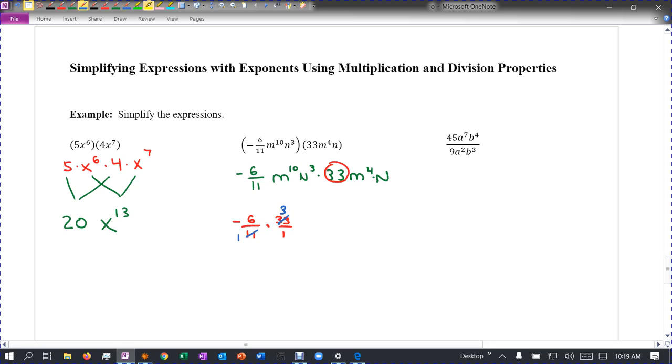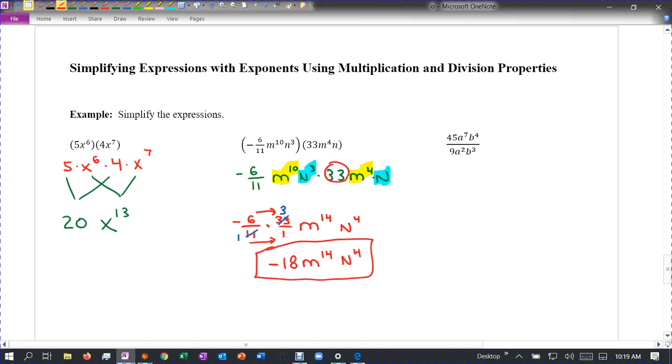Now let's take care of our m's. We have m to the 10th and m to the 4th. We're multiplying those, so we add the exponents. So m to the 14th. Then we have n to the 3rd and n to the 1st power. So when we add those exponents, we get n to the 4th. And so our final answer here, we multiply straight across. Negative 6 times 3 is negative 18 over 1. So negative 18, m to the 14th, n to the 4th. There we go.